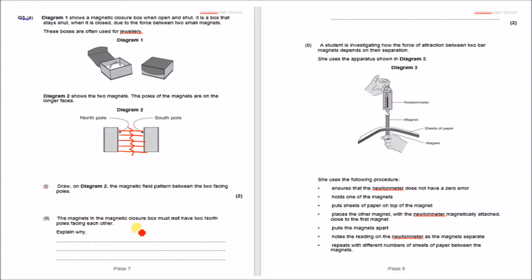The magnets in the magnetic closure box must not have two north poles facing each other. That's because two north poles would repel. Remember the key words. This is attraction, so they would attract, but if they were the same poles, if it was a north and a north, they would repel, and the box would not close.